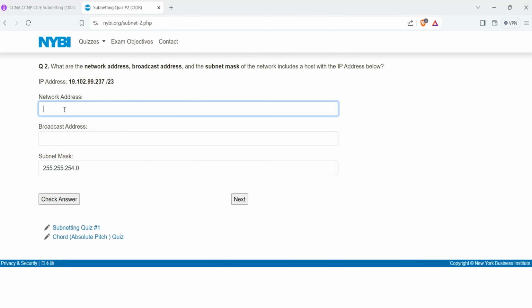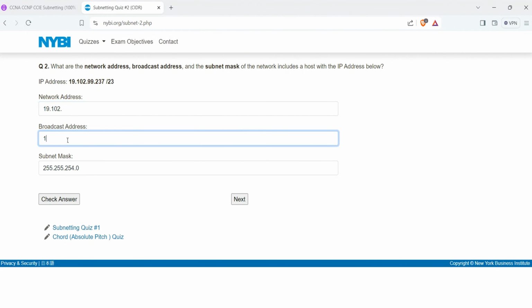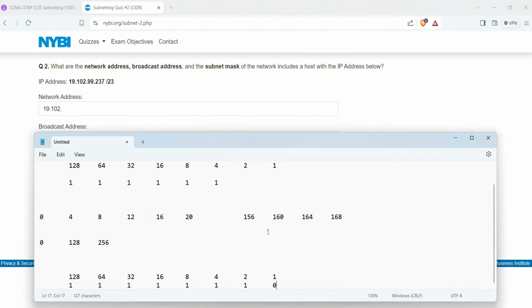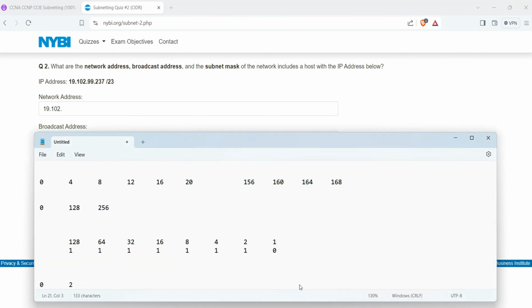The first two, because I have two 255s. So 19.102. All right, dot. And now, where does the 99 fall under? Well, the value of the last bit that I borrowed is a 2. So I'm actually jumping 0, 2, 4, 6, 8, 10.